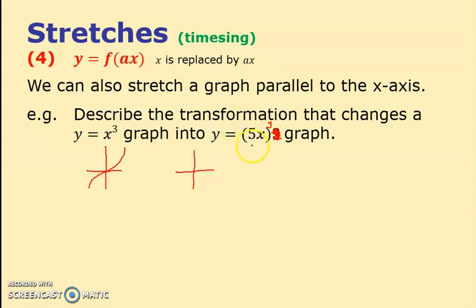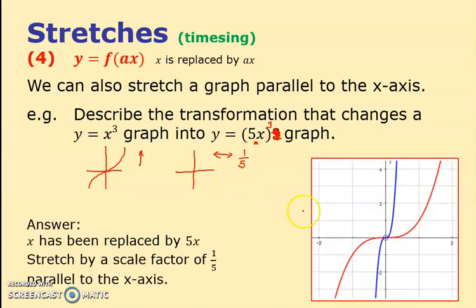Now, last time a 5 made a stretch, and this is also a stretch. Last time it was a stretch going upwards, but this time, because it's inside the bracket, it's going to stretch left and right. And bear in mind, the weird thing is that 5 times it makes it stretch, not by 5 times bigger. It does the wrong thing because it's in the bracket. A stretch of a 5th.